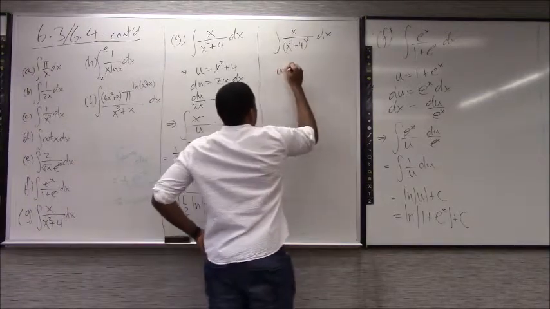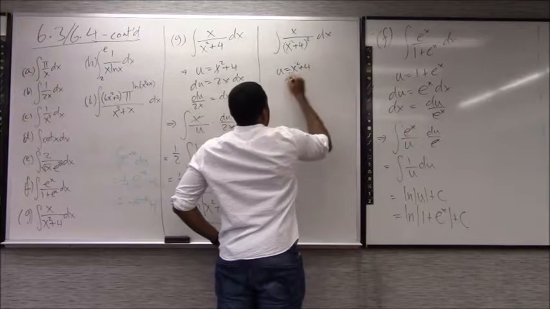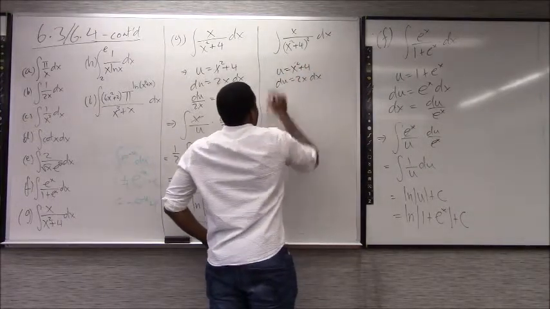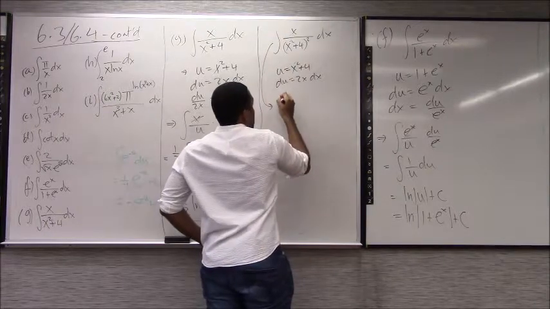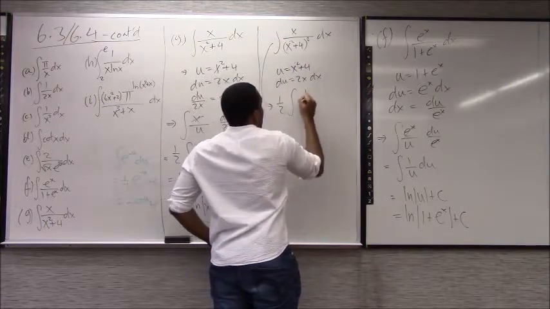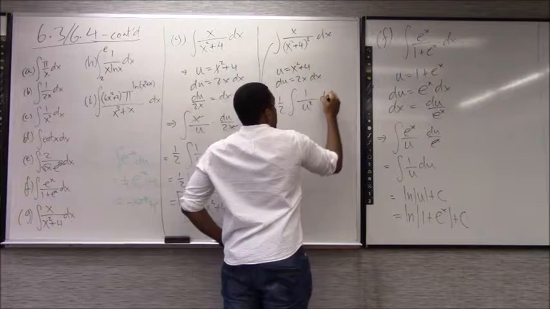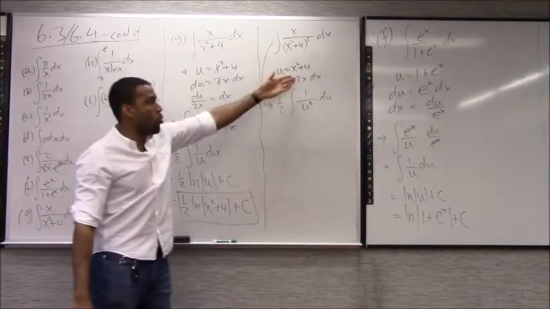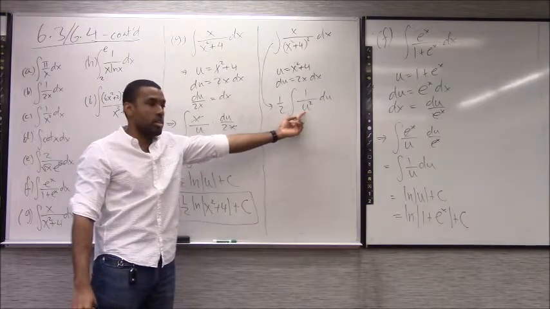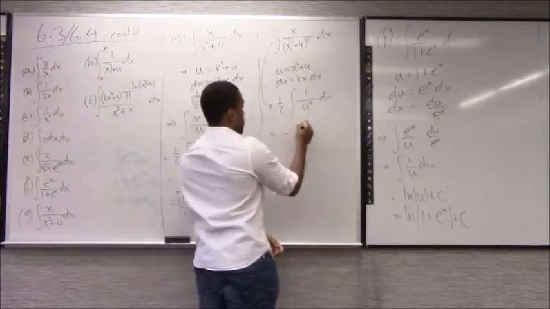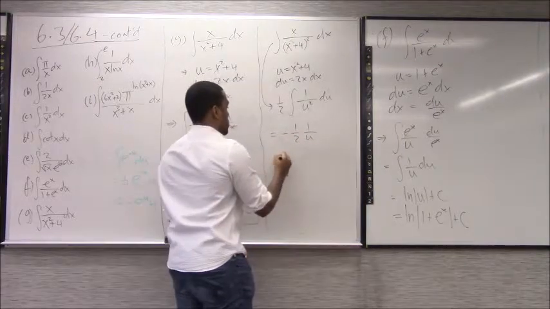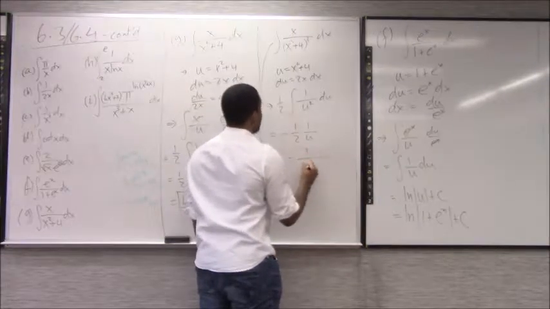Because now if you do u equals x squared plus 4, your du is equal to 2x dx. So then you're going to plug this in. This is going to become 1/2 1 over u squared du. And it's not an ln anymore. Because once you write it in the form of 1 over something, that thing is not linear. So this would be minus 1 over 2, 1 over u. So that would be minus 1 over 2.